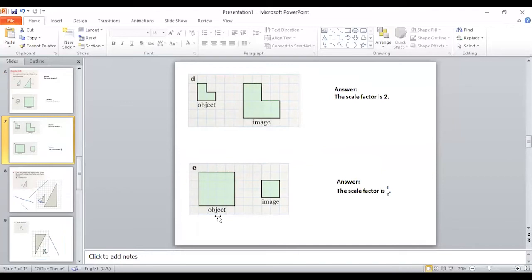In order to find the scale factor of this square, we pay attention carefully to the object side. 1, 2, 3, 4, and the image 1, 2. So the image is half of the object. That's why we decide that the scale factor is 1 over 2, since the image side is half of the object side.